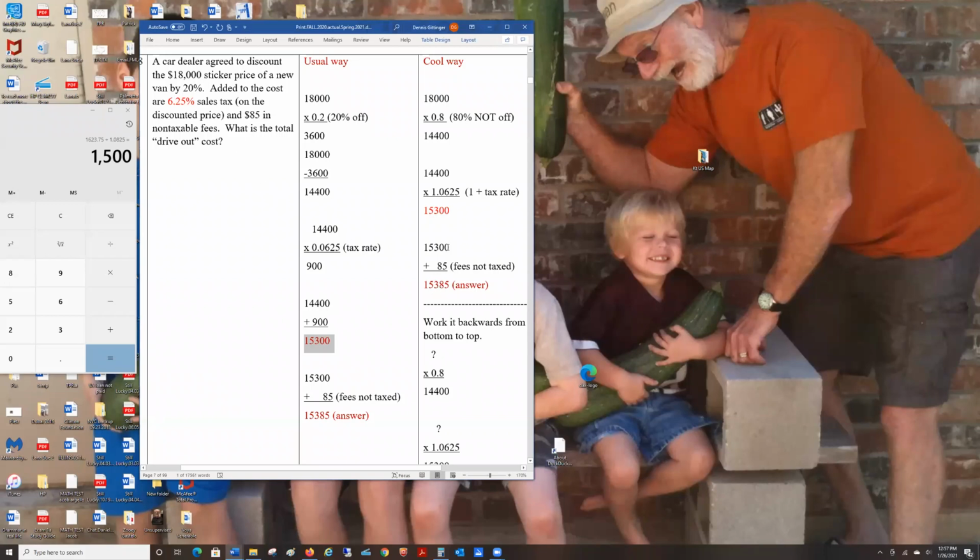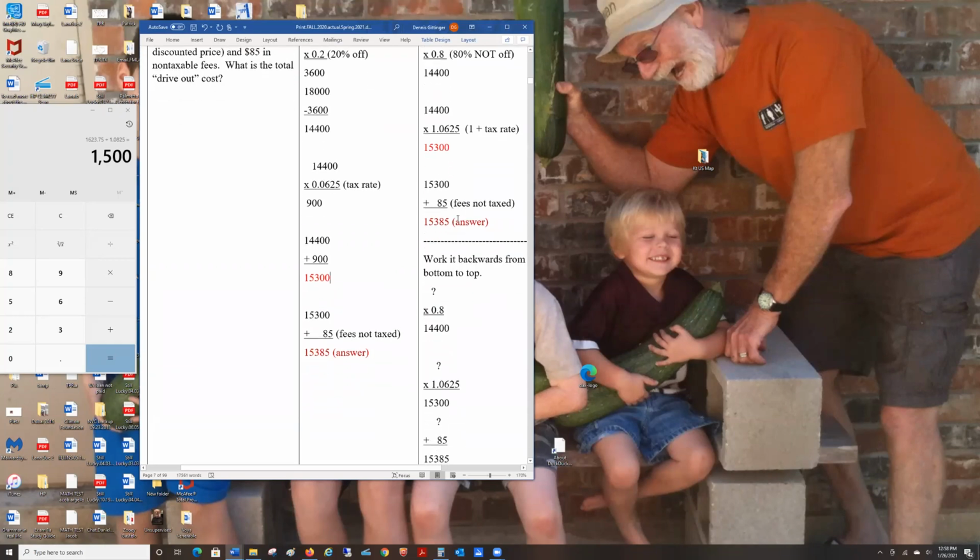Yes. And then it says, and then you have to have $85 in non-taxable fees. All right, so then you're going to add $85 and get 15,385.